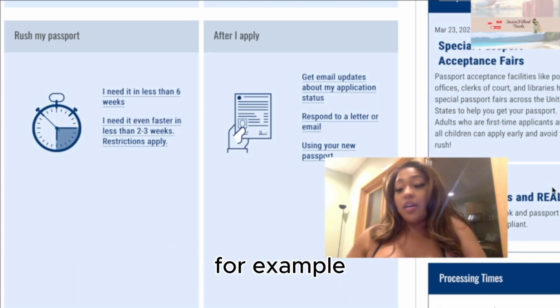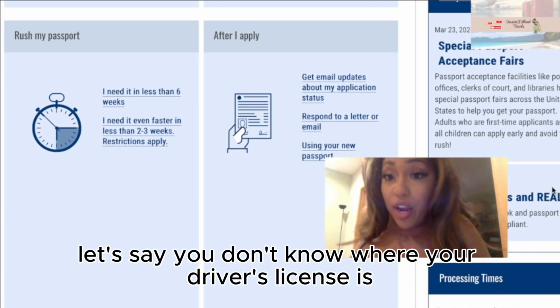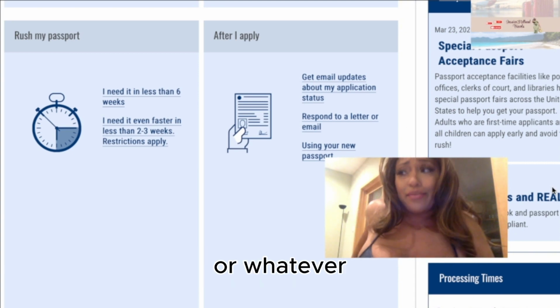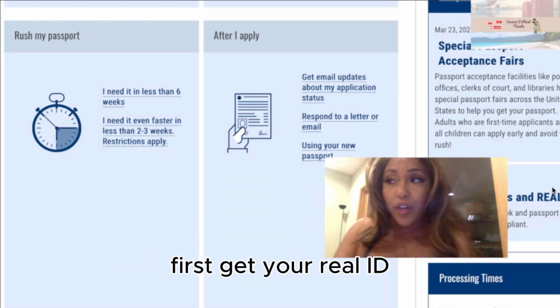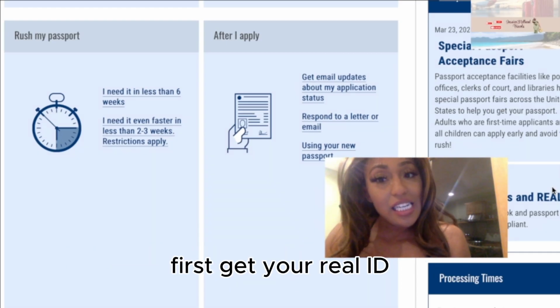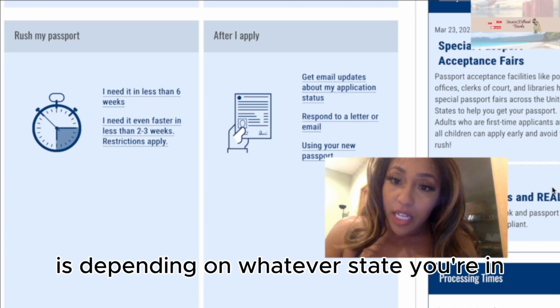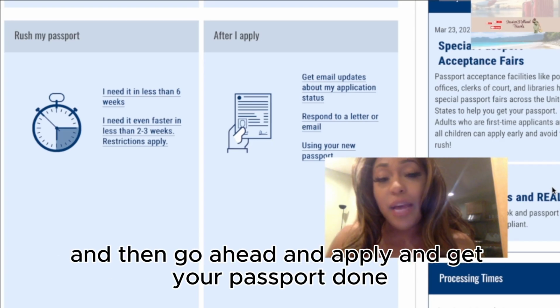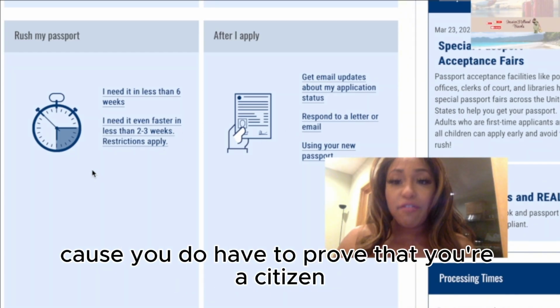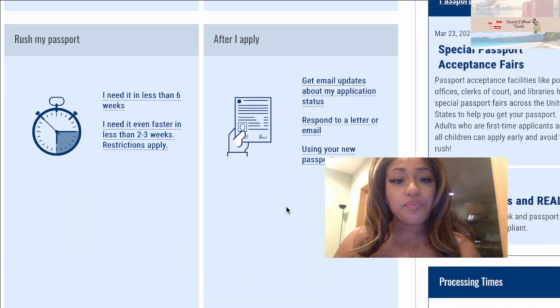For example, let's say you don't know where your driver's license is or whatever. The best thing I would do first is to get that aligned first, get your real ID. How to do that is dependent on whatever state you're in, and then go ahead and apply and get your passport done, because you do have to prove that you're a citizen.